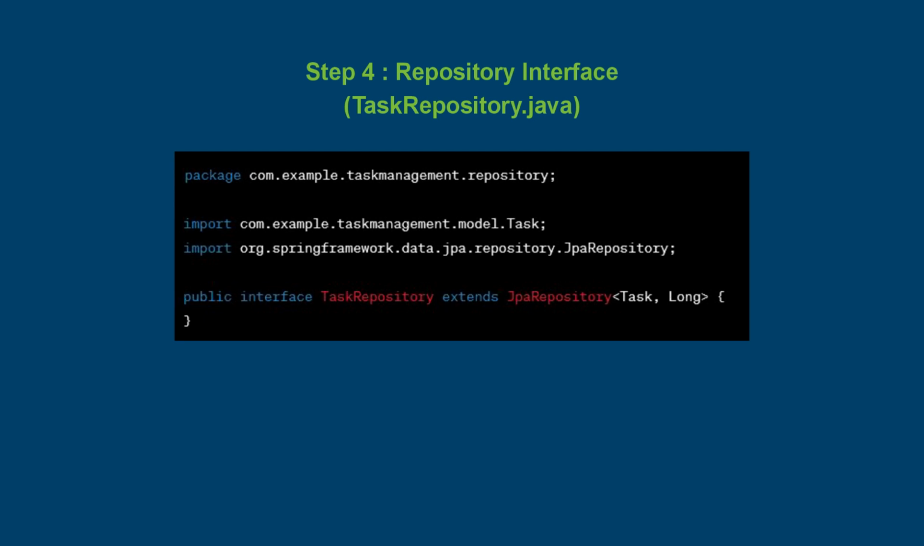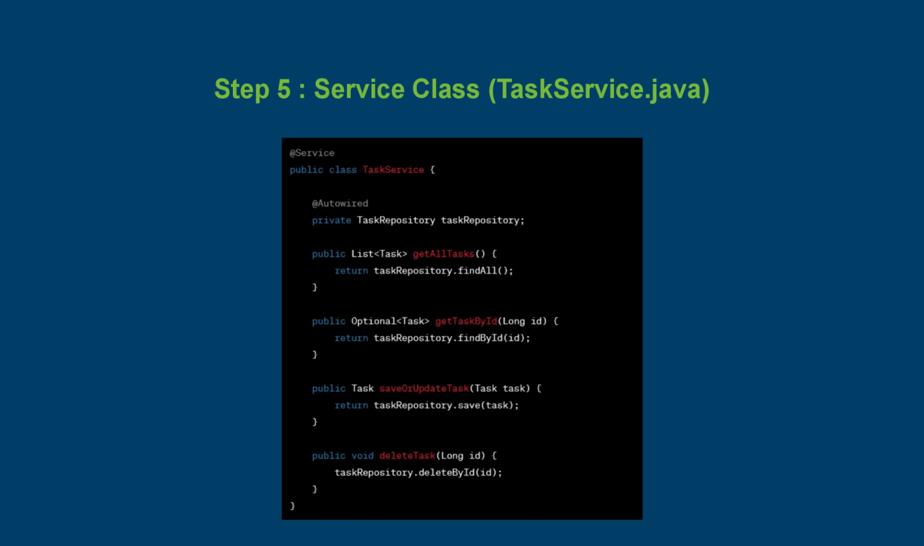Step 4. Repository Interface, TaskRepository.java. The repository interface extends JpaRepository to perform CRUD operations on the Task entity. This handles database operations for the Task entity. Step 5. Service Class, TaskService.java. The service class provides methods to interact with the repository and perform business logic.